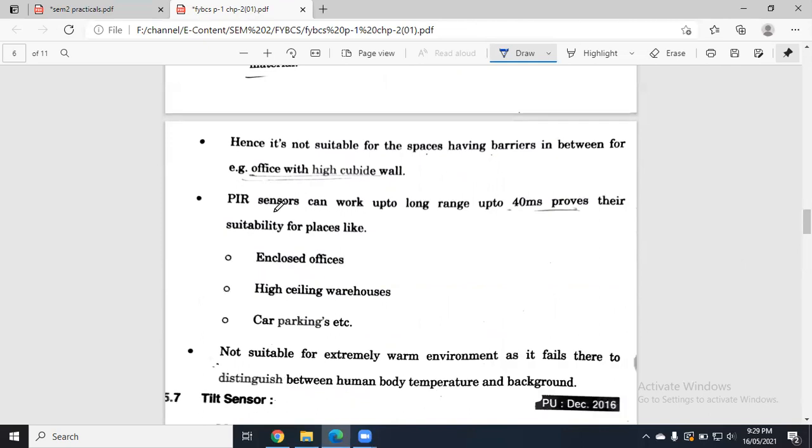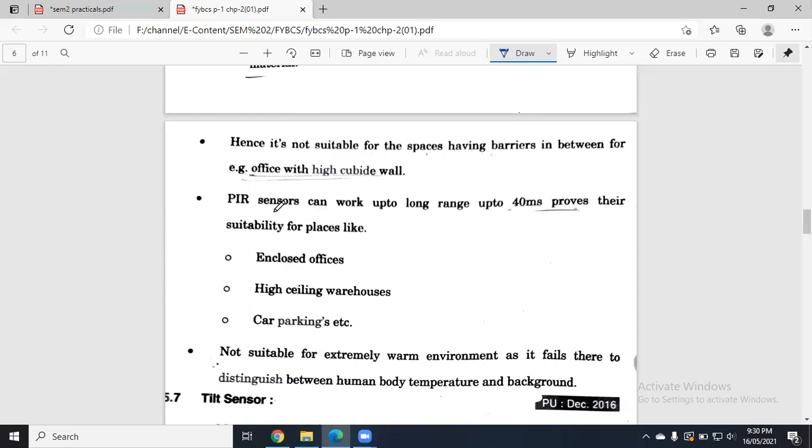Hence, it is not suitable for spaces having barriers in between, for example an office with high cubicle walls. So that is why we cannot use this sensor inside the office or inside the home. Correct? Why? Because in a home we have multiple walls, and through the walls we cannot see. That is why this sensor is also not able to reach this person who is standing behind the wall. Right? So for a short distance, it is not usable. Okay, the PIR sensor can work up to a range of 40 meters, which proves its suitability for places like enclosed offices, high ceiling warehouses, car parking, etc.